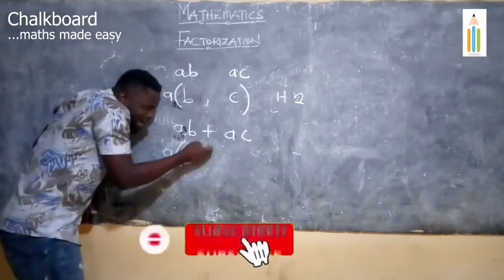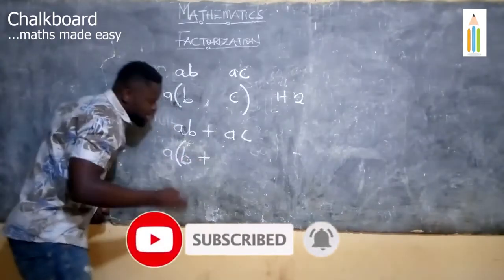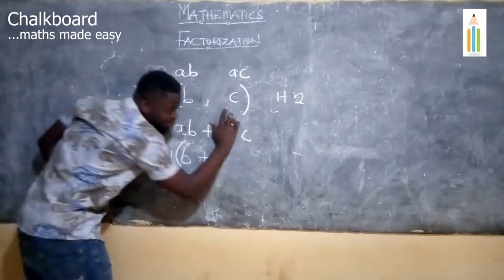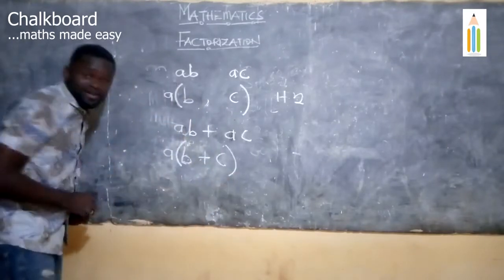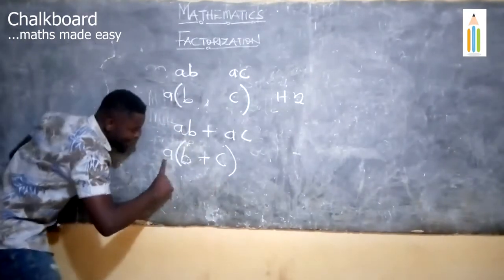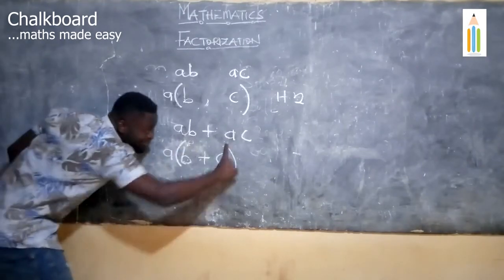Now, I bring my sign, the addition sign, I bring it back here. Now, A is already out, so what will be left here? C. So I bring the C here. That will be my final answer. Because from here, if I multiply this by this, I'm getting AB. If I multiply this by this, I'm getting AC.